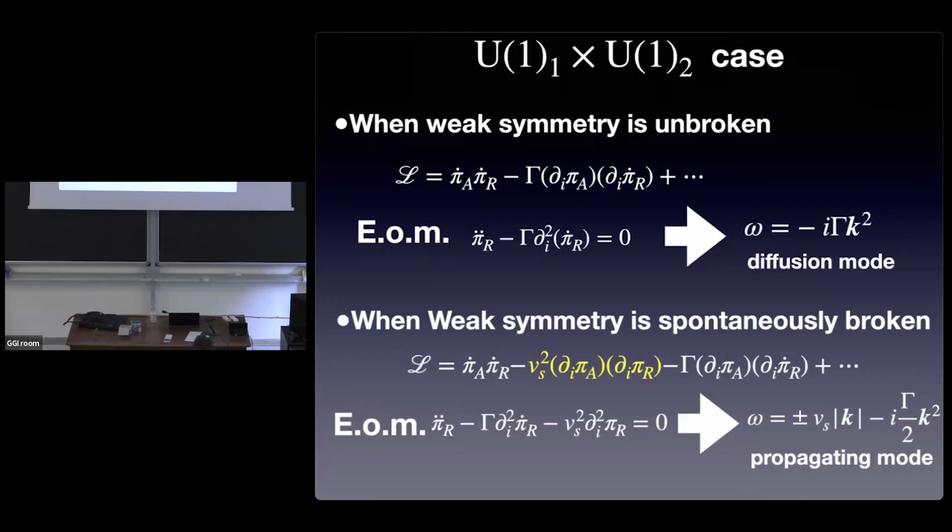But now weak symmetry is broken, so we have this kind of thing. Then you can write down the equation of motion, and then you can get the propagating mode. That is nothing but the ordinary Nambu-Goldstone boson at finite temperature. So we can understand this by using the strong and weak symmetry, and we discussed the hydrodynamic mode and also the Nambu-Goldstone boson. So this is the basic thing.